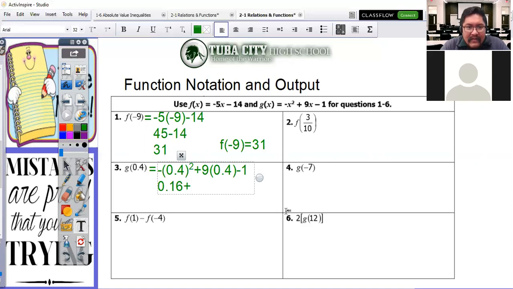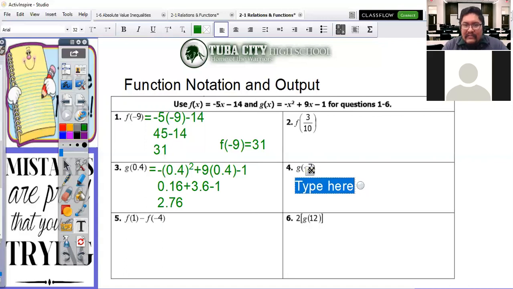Plus, and here I have 9 times 0.4, which I know in this case 9 times 4 is 36. Put the decimal back in. So we had 1 decimal, so I'm going to put 1 decimal back in, so we get 3.6. And then let's see, plus 3.6. And then minus 1. So in this case, I should get 2.76. And this is just ordinary evaluation. I'm not doing anything different. I'm not doing anything special all that much. Just plugging these things in.